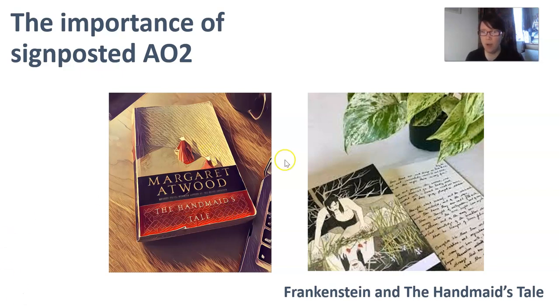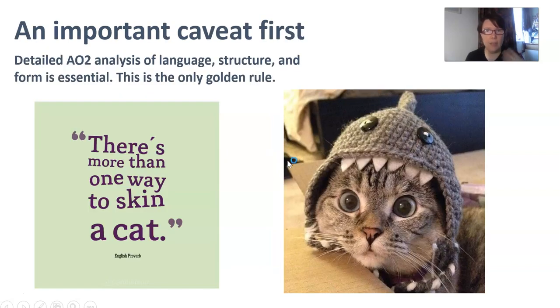So it's not going to be a surprise to you that I'm going to start with another caveat. There are lots and lots of different ways to write your AO2. There are no rigid rules. There is just this absolute necessity for you to ensure that you have explored the writer's craft. And that means talking about language, structure and form, and that is essential, that you need to talk about all of them. And that's the only golden rule.